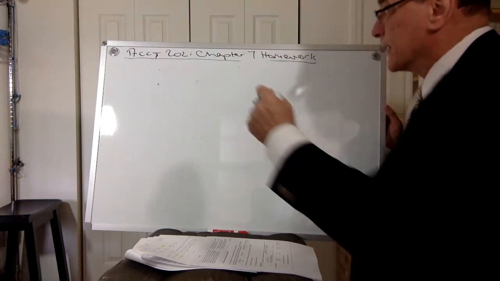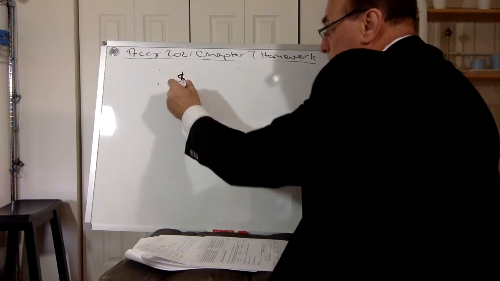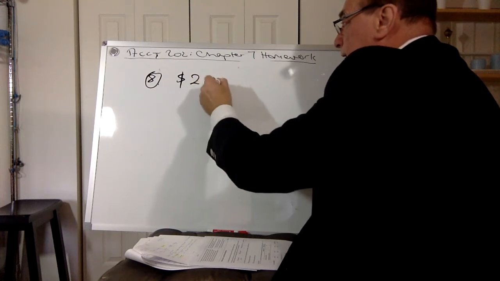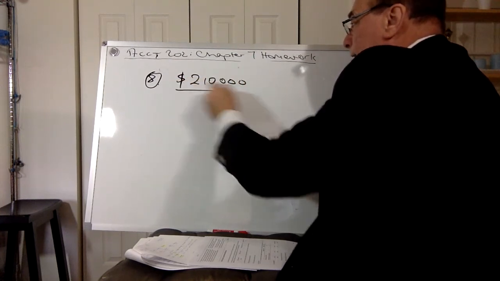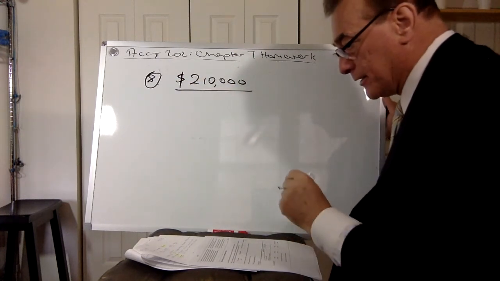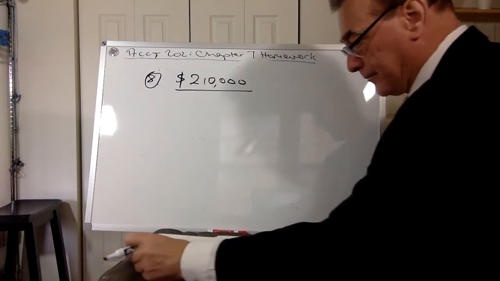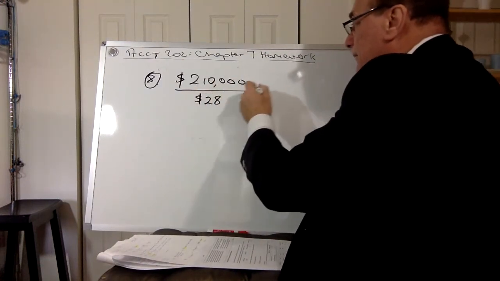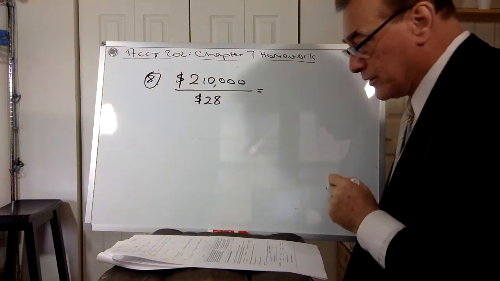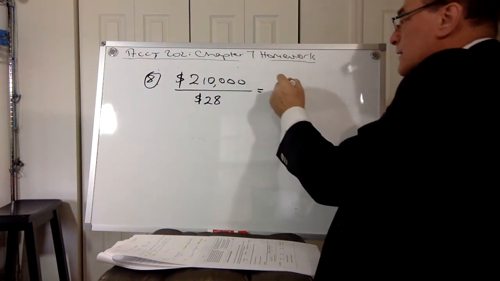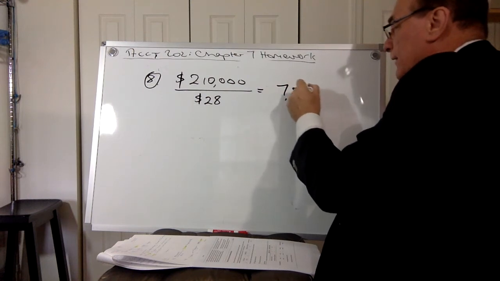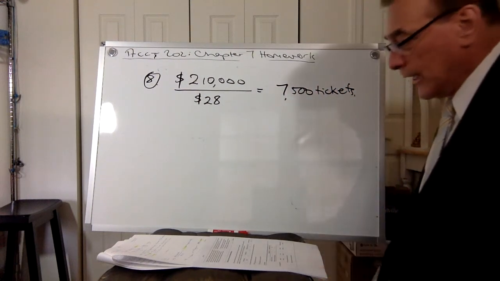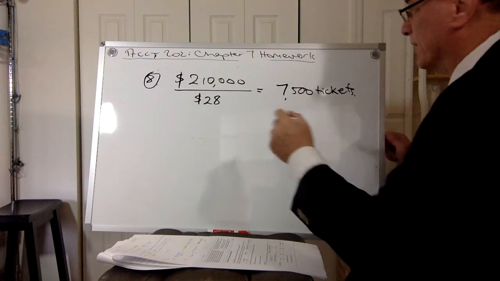All right, so fixed cost. This is question 8. Fixed cost, 210,000. The weighted average contribution margin is $28. We worked that out from the previous question. And so 210,000 divided by $28 is 7,500 tickets. So all up, they've got to sell 7,500 tickets.